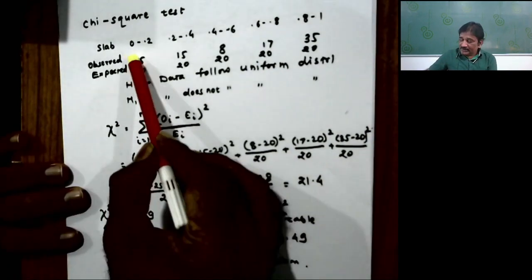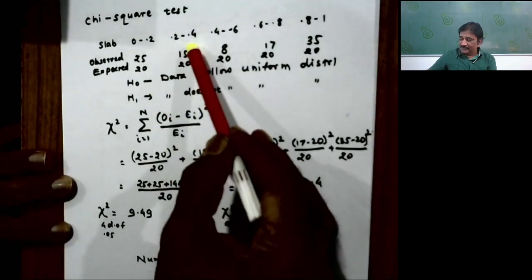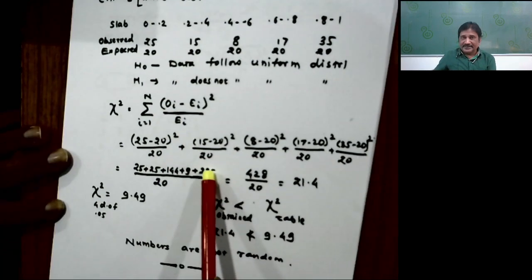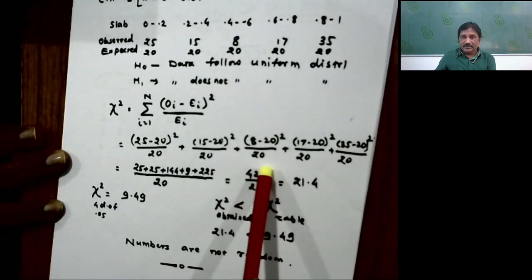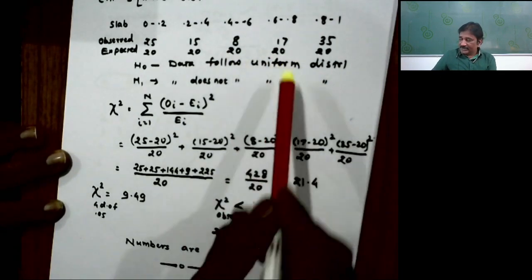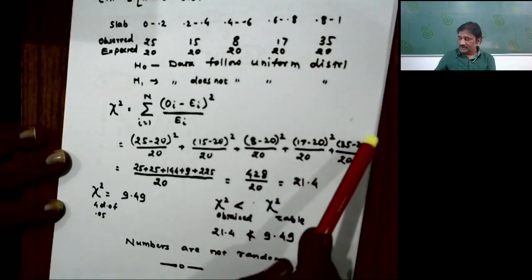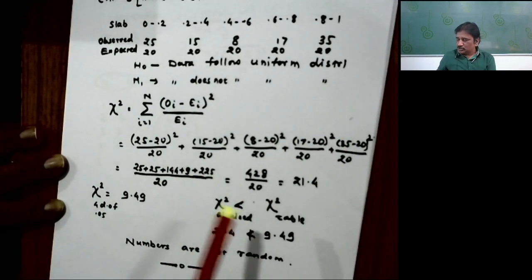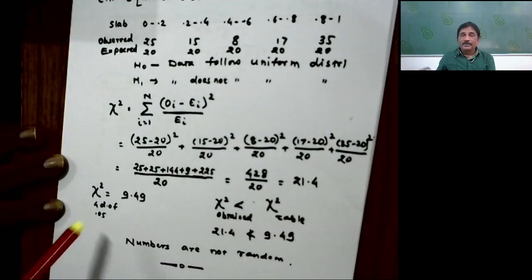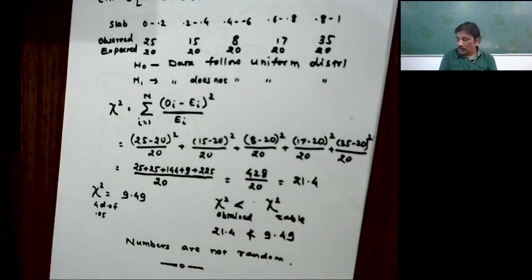So (25 minus 20) squared divided by 20, (15 minus 20) squared divided by 20, then (8 minus 20) squared divided by 20, then (17 minus 20) squared divided by 20, (35 minus 20) squared divided by 20. Alright, so this evaluates to 21.4.